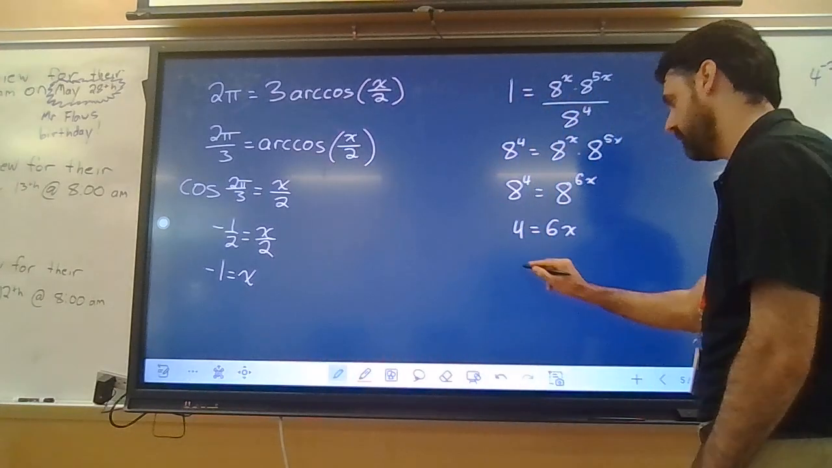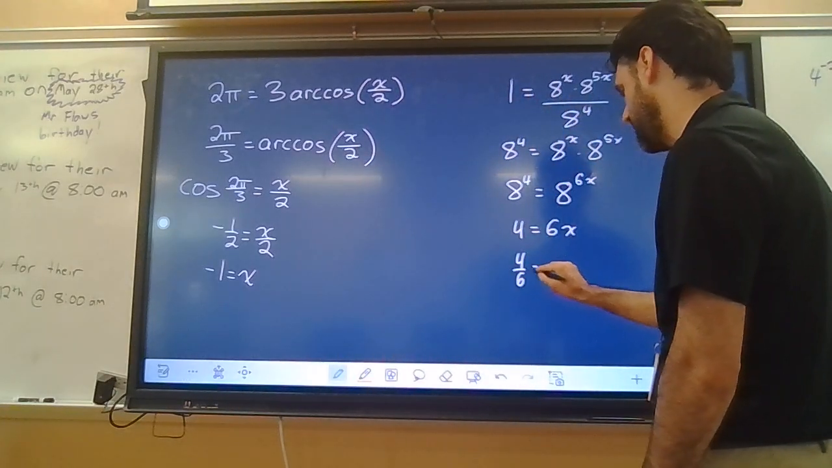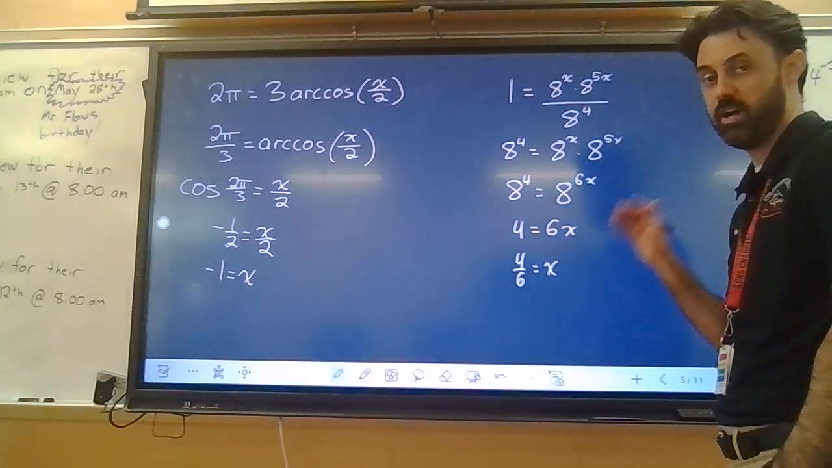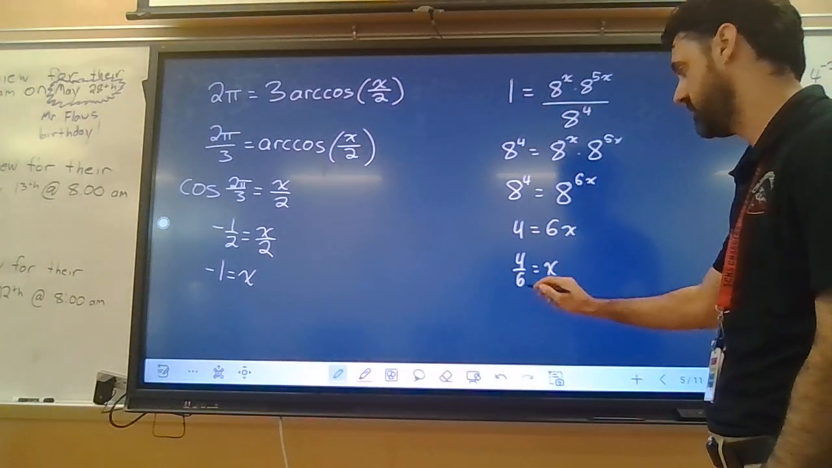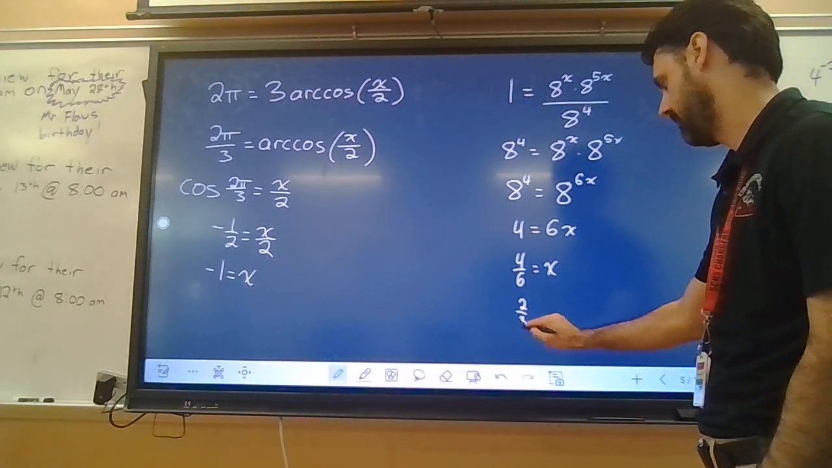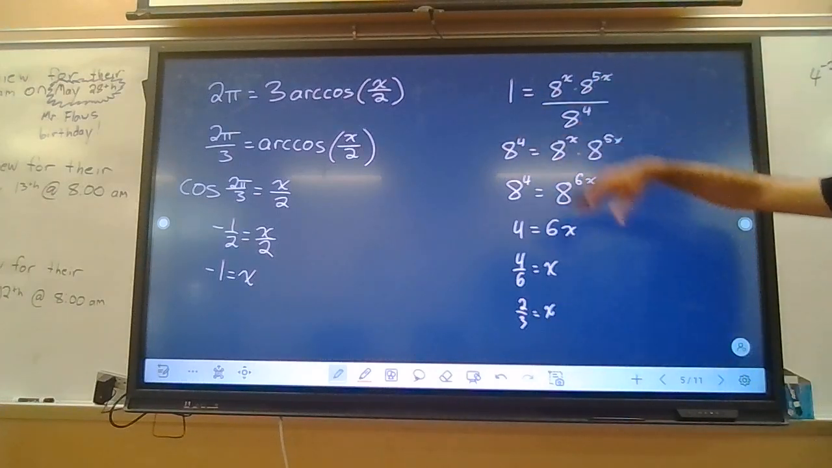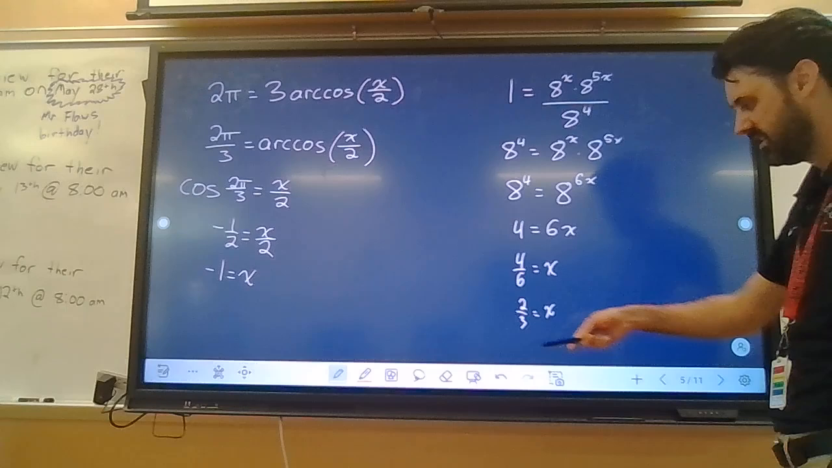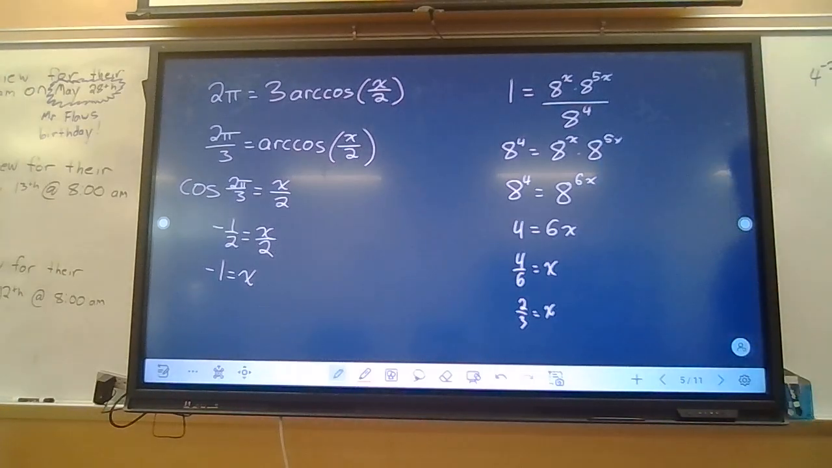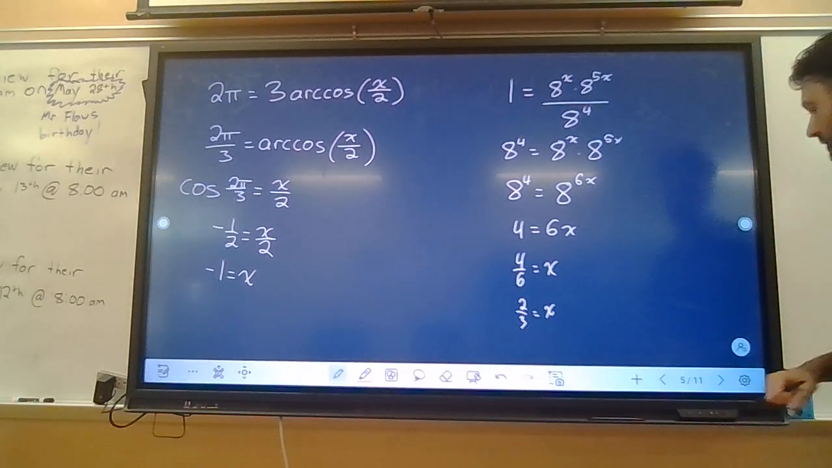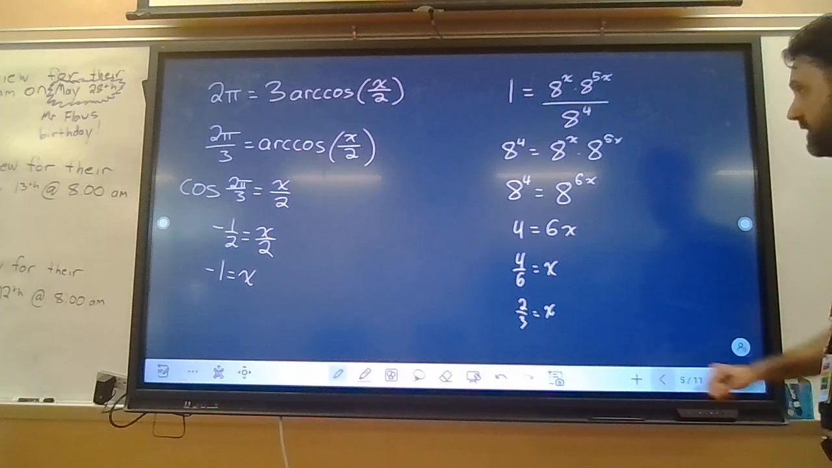Divide the 6 over, 4 over 6 equals x, and you are supposed to simplify on FRQ4. So don't leave it as 4 over 6, write it as 2 over 3 equals x. And that would be full credit right there. Again, there's other ways to solve this, but unless you're getting 2/3, you're not quite doing it correctly, or maybe you're not going far enough into the process there. All right, so that's it for FRQ4.